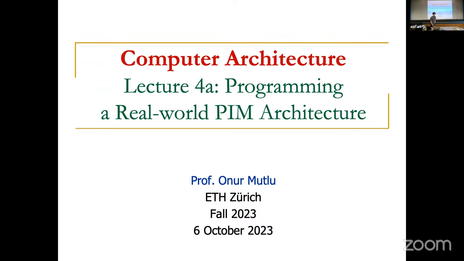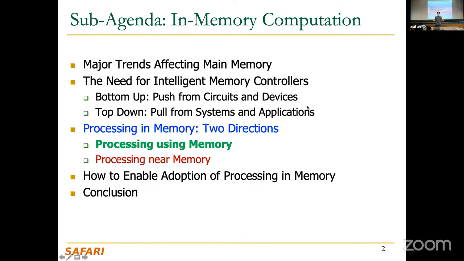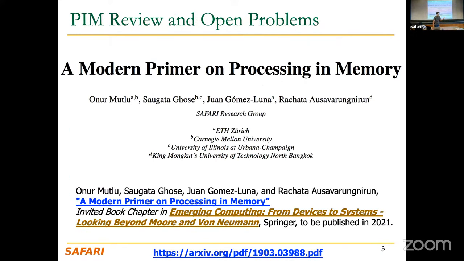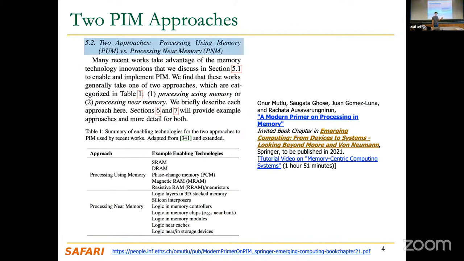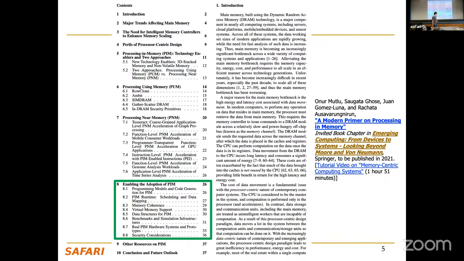Okay, so let's go. Remember, we have been motivating the need for processing in memory as a way of making systems higher performance and more energy efficient. We have discussed different trends affecting main memory, and we started to talk about processing in memory and the two main approaches: processing using memory and processing near memory. This is a highly recommended reading, a book chapter introducing processing in memory. There we cover different PIM approaches, and we also have a final section about enabling the adoption of processing in memory.